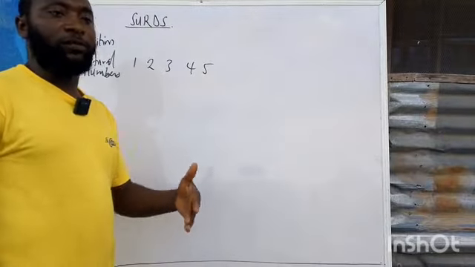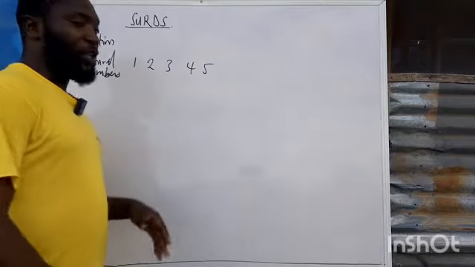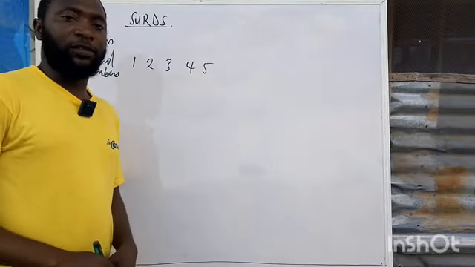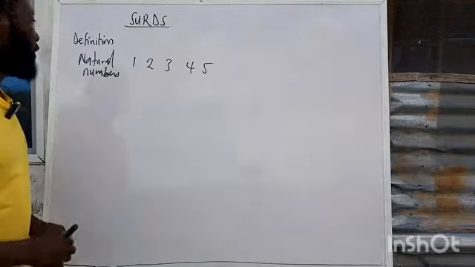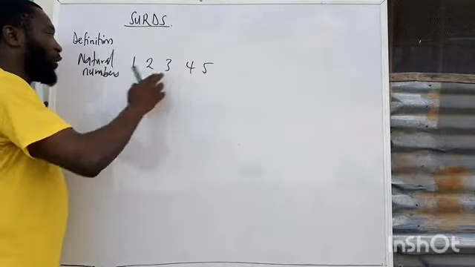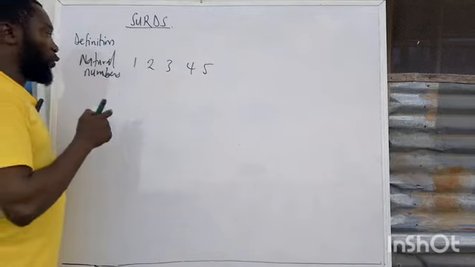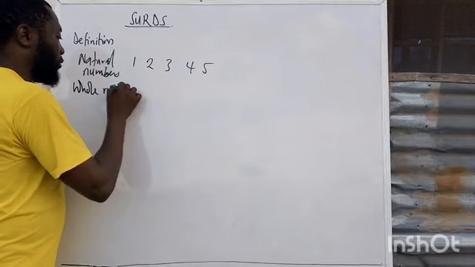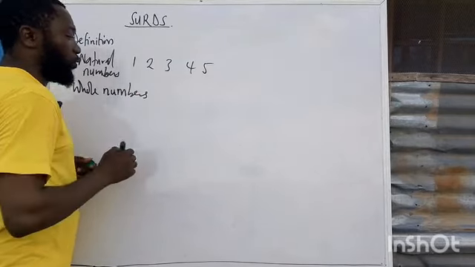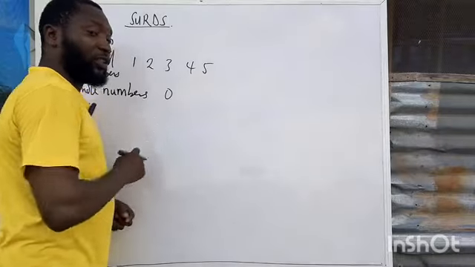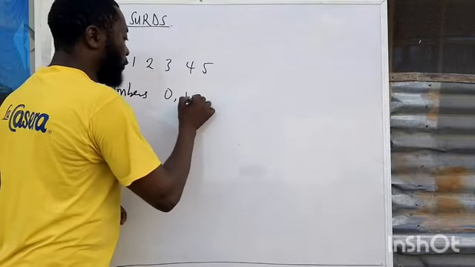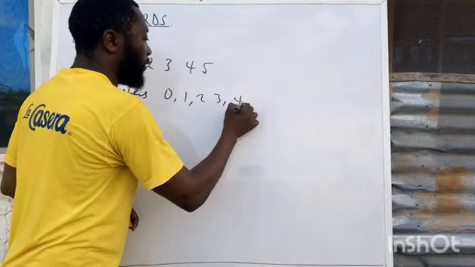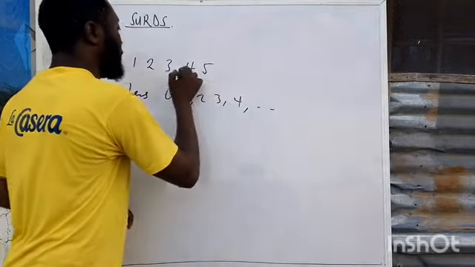Then another one after natural numbers is what we call whole numbers. Whole numbers are just the set of natural numbers together with 0. So it starts from 0. The least is 0. Then you start counting 1, 2, 3, 4, and that is how you continue.